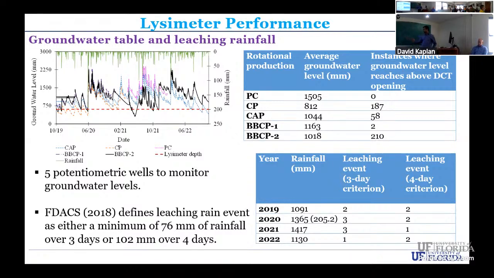In our setting, in our 4 years, this is how many leaching rain events we have come across. What these leaching rain events tell us is that fertilizer that we added just before, or in the system, is flushed out from the system because of the heavy precipitation.